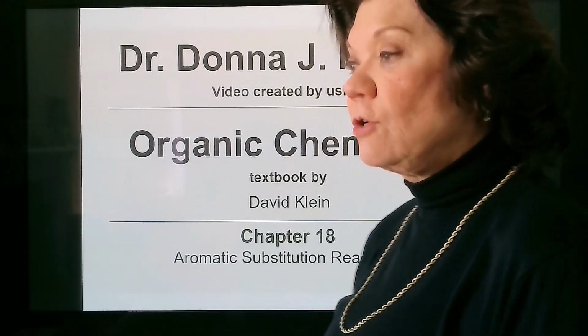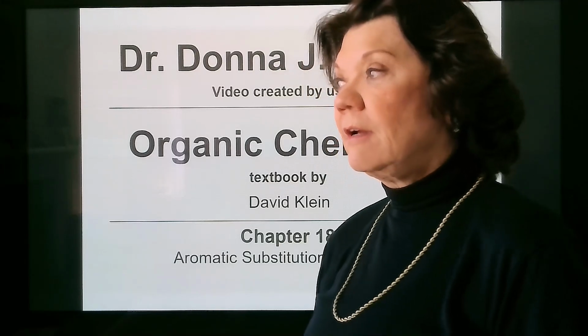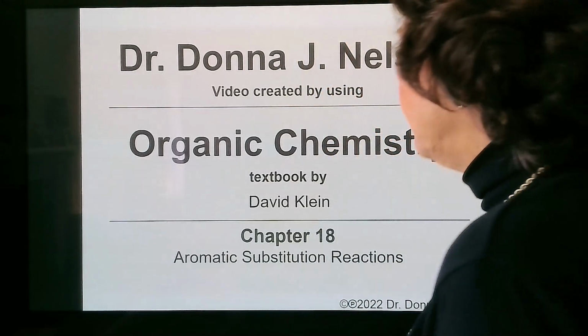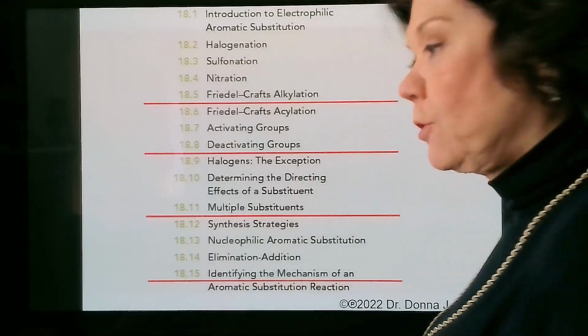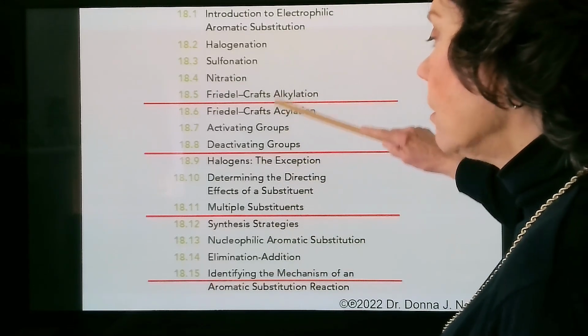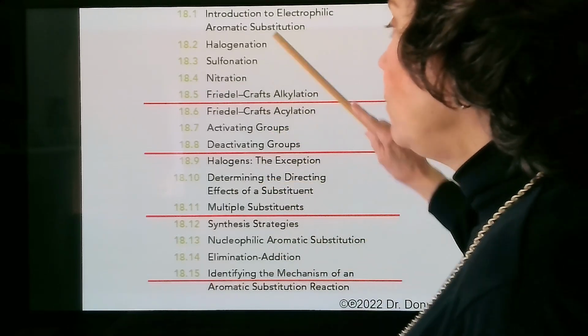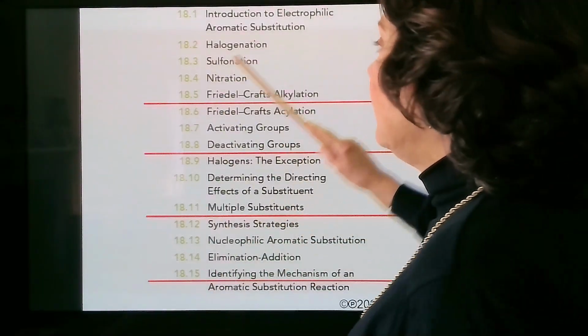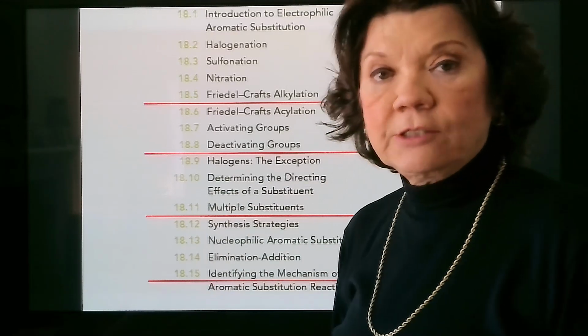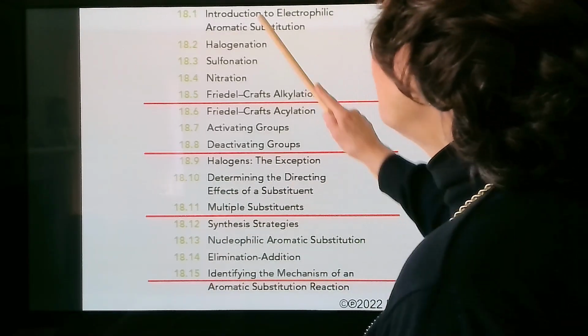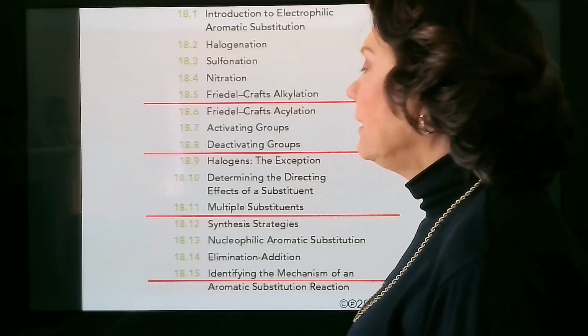So now we're going to be adding functional groups to the aromatic compounds, how to do that and how that influences the molecule once those attachments are made. In this chapter, it's a rather long chapter, we're going to have 4 separate lectures. So this lecture is the first lecture, and it's going to cover sections 1 through 5 in chapter 18. So you can see this, Introduction to Electrophilic Aromatic Substitution.